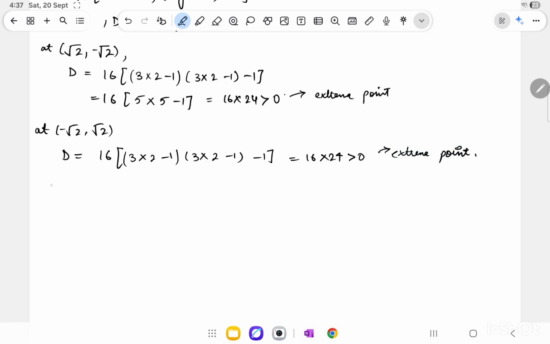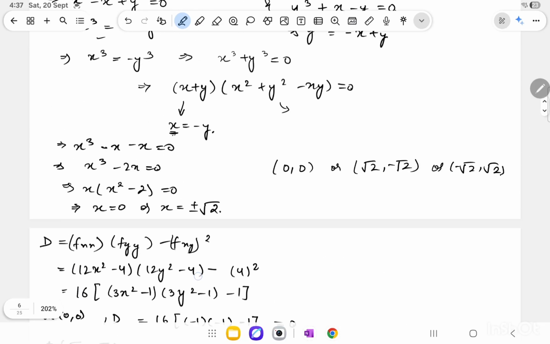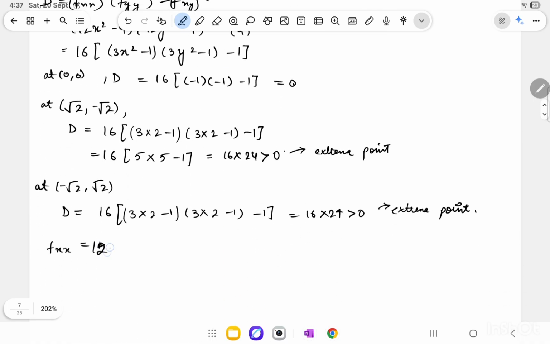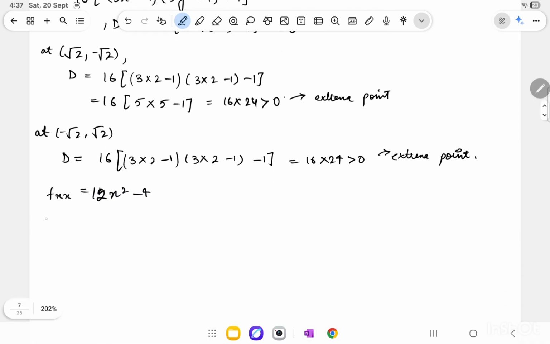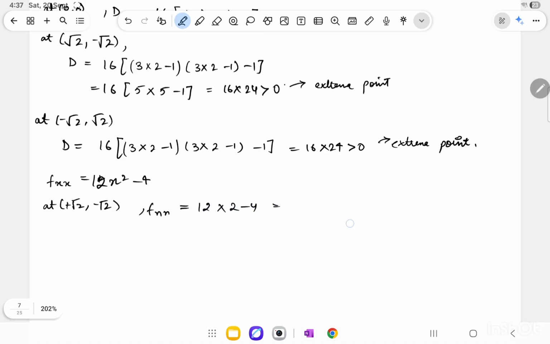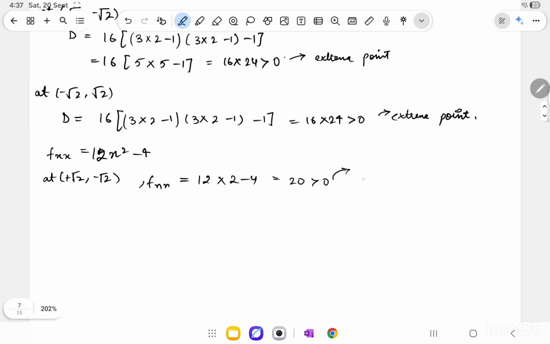Now let's check the sign of fxx, that is 12x square minus 4. At (root 2, minus root 2), fxx will be basically 12 into 2 minus 4, 12 into 2 is 24 minus 4, this is 20, greater than 0. So here it has a minima point. Likewise at (negative root 2, root 2), fxx will be again 20, which is also greater than 0. So here also it has a point of minima.